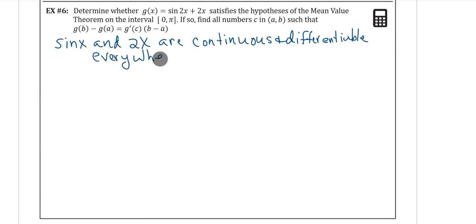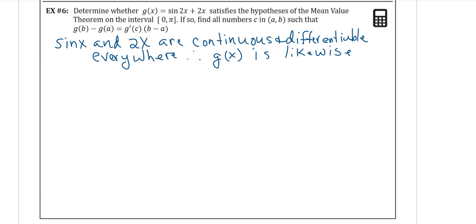So that's one thing. I'm good. So you can say, therefore, g of x is continuous and differentiable because it's the sum of 2 continuous functions.